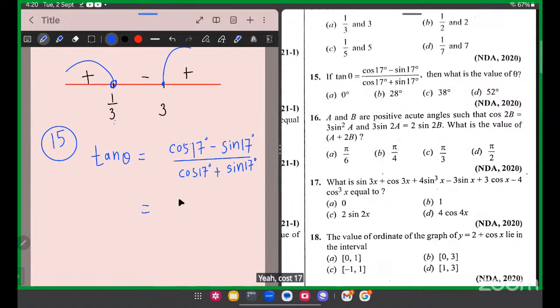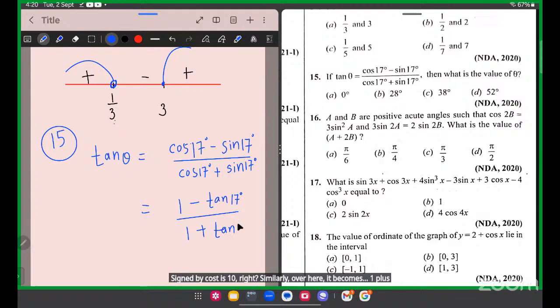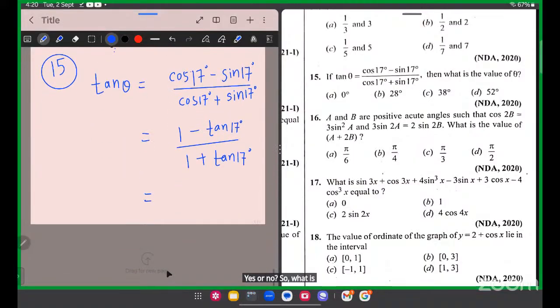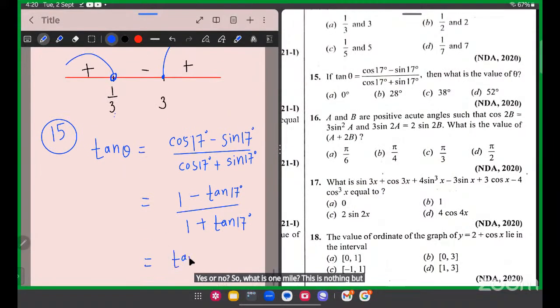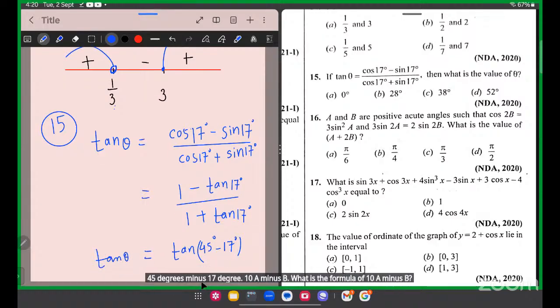So it becomes 1 minus tan 17, isn't it? Sin by cos is tan, right? Similarly, over here, it becomes 1 plus tan 17. Yes or no? Yes, sir. This is nothing but tan of 45 degrees minus 17 degrees. Tan A minus B. What is the formula of tan A minus B? Tan A minus tan B upon 1 plus tan A tan B.